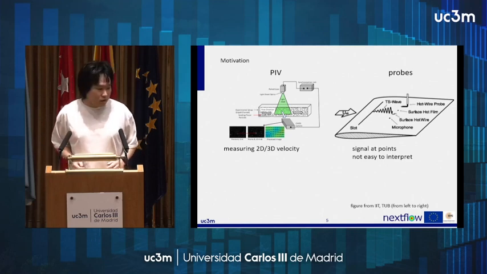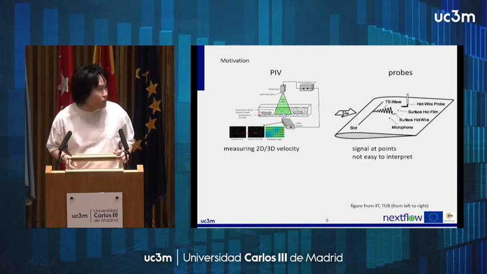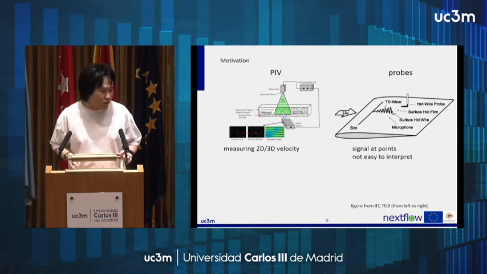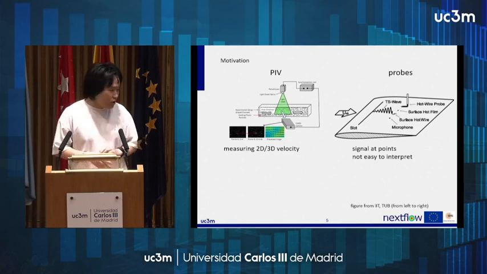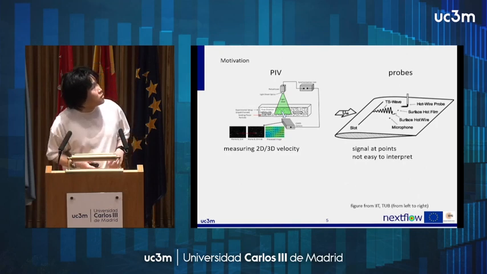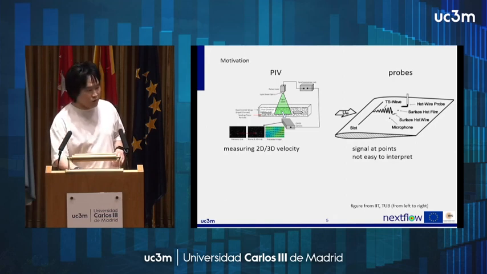Here I should introduce two kinds of measurement methods. One is PIV, by spreading particles inside the fluid and taking photos of the particles in a short time interval, we are able to compute the velocity field. The second is probe measurement. We install the probe inside the field and measure the velocity or pressure pointwise.